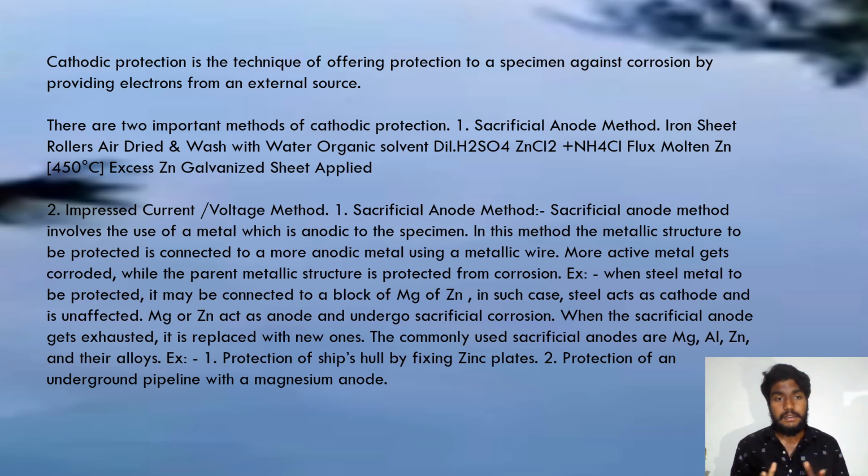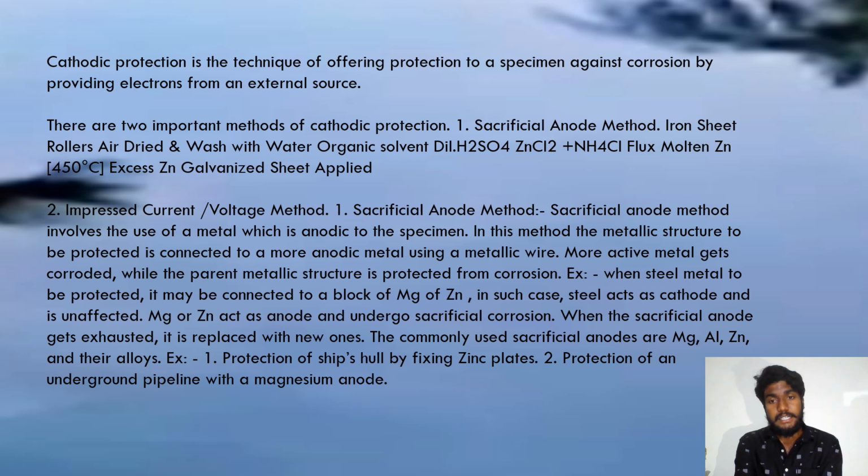The other methods are impressed current or voltage methods and sacrificial anode methods. The sacrificial anode method involves the use of a metal which is anodic to the specimen. In this method, the metallic structure to be protected is connected to a more anodic metal using a metallic wire. The more active metal gets corroded while the parent metallic structure is protected from corrosion.